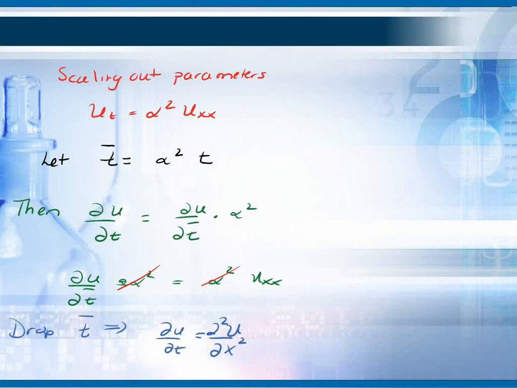And then, of course, in grand math style, you just drop the t bar and you're left with t to confuse everybody. Where did the t bar go? And you have the non-dimensional heat equation. You don't have any scaling, you don't have any parameters.